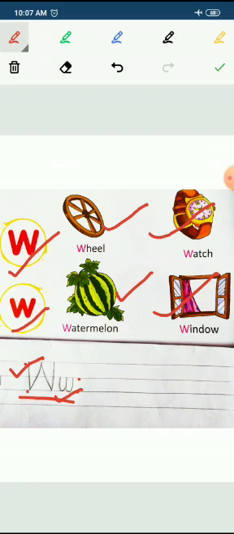So I write here first of all capital W like that. Then after, small w comes in the middle two lines. I write once again. This is capital W and this is small w. Small w comes in the middle two lines.